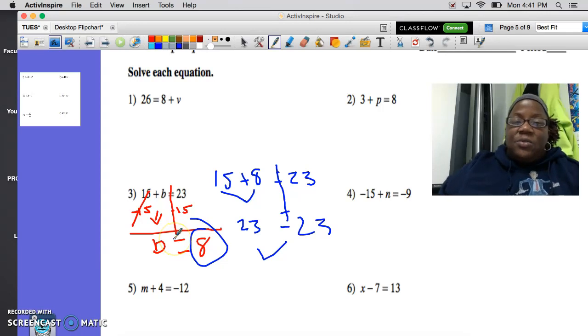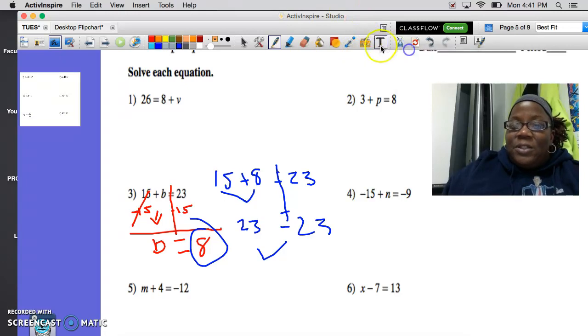B is 8. So remember, with the equations, you can always go back and check your work. Substitute what you found for your answer into the original equation and solve it. If it works out to be equal on both sides, you know you did it correct. I'm not asking you guys to do that now, but you will later. All right, I'm going to move on to another one.